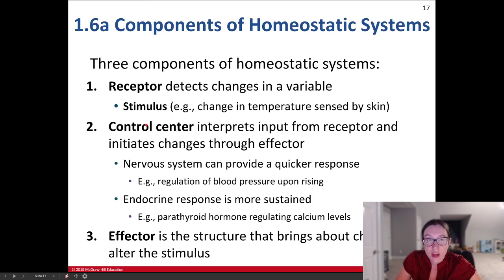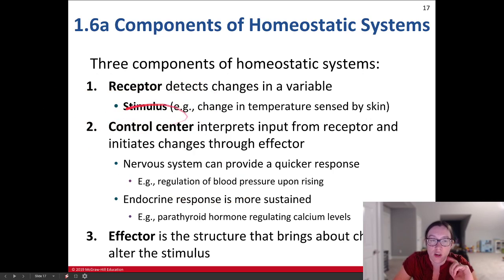There are three components to homeostatic systems, and we're going to look at them. There's a nice worksheet that we'll go over that likens them to a thermostat in the house. We'll talk about that in a little bit. So the components of homeostatic systems start with the receptor. This is usually part of the nervous system, sometimes part of the endocrine system, and it is going to monitor a variable. If that variable changes, we call that a stimulus.